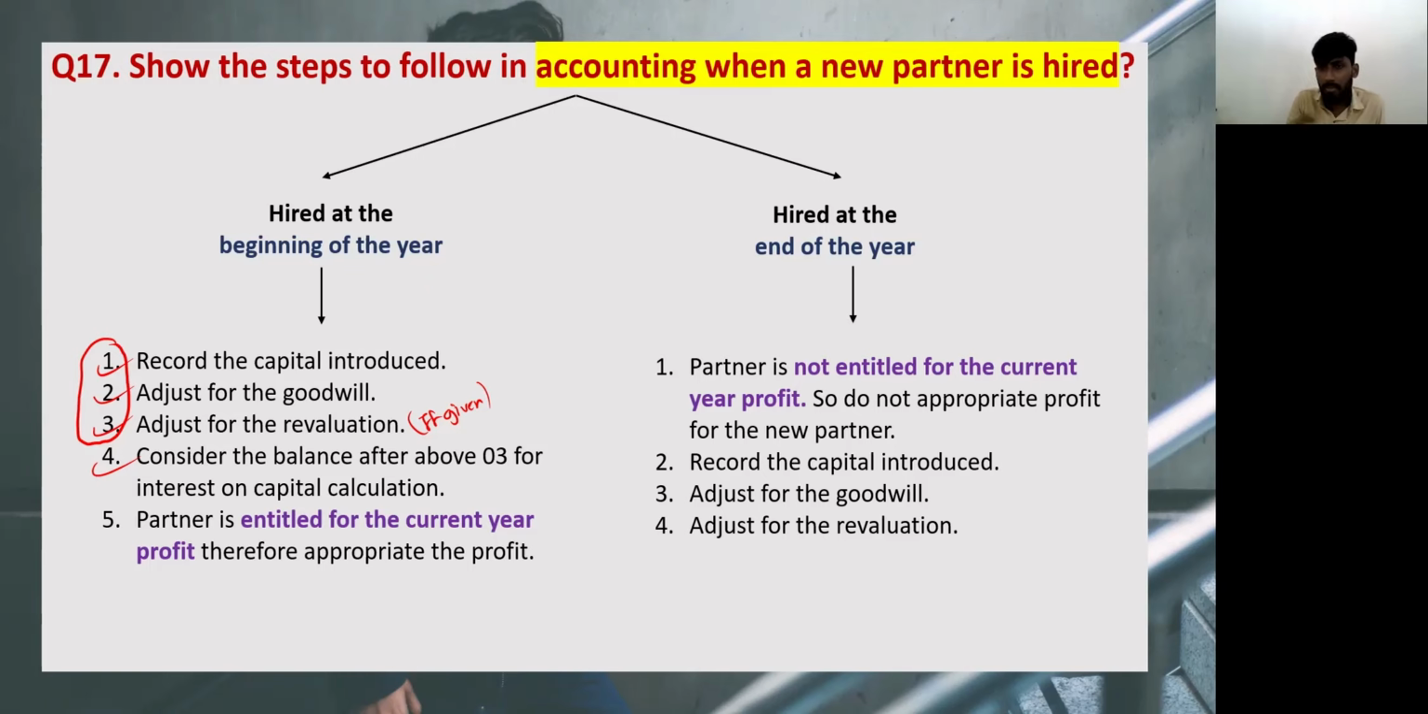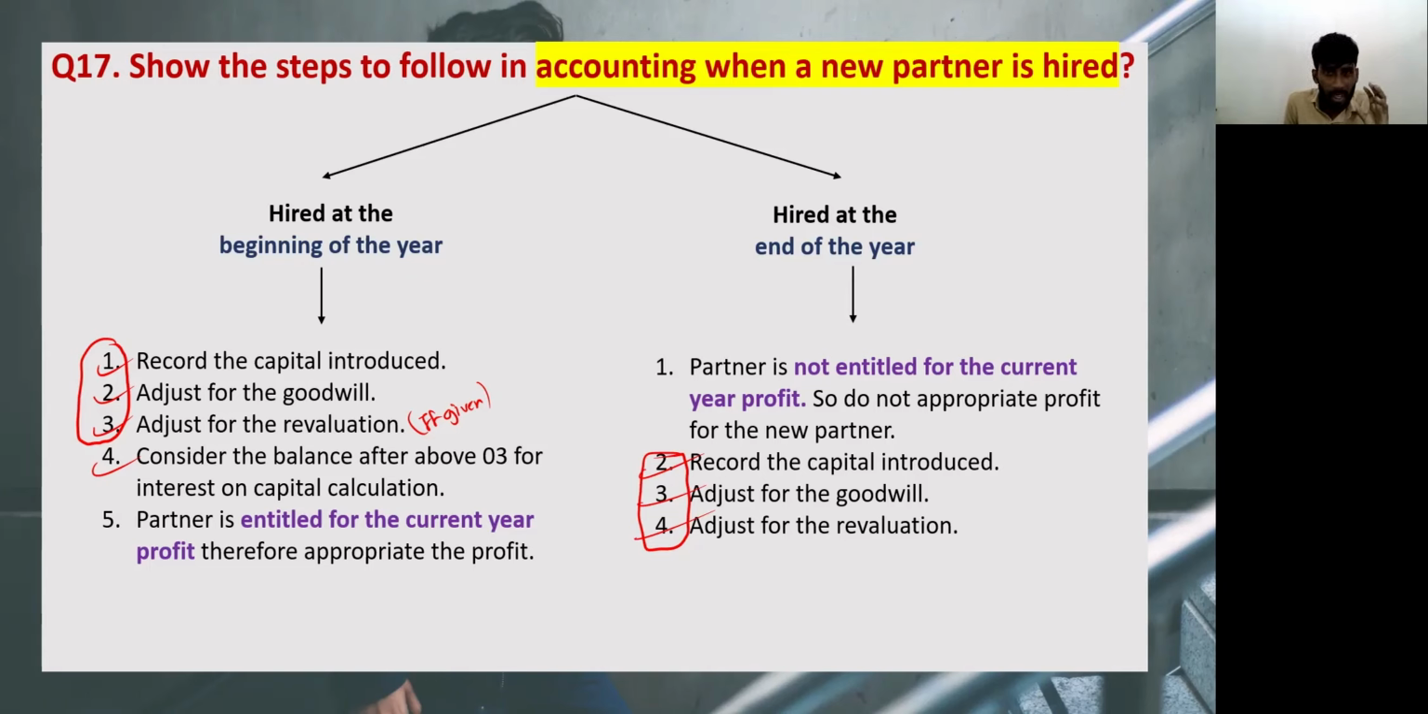Therefore, we do not need to appropriate the profit to the partner. Just record the capital introduced, adjust for the goodwill, and adjust for the revaluation. That's how we need to do. But in case this is a full question, then only after doing the profit appropriation are we going to do this. So the key thing you need to keep in your mind is that we need to record for capital, goodwill, and revaluation.